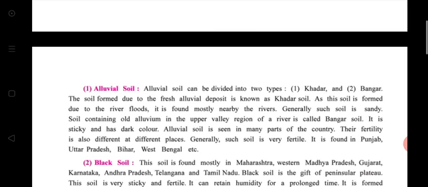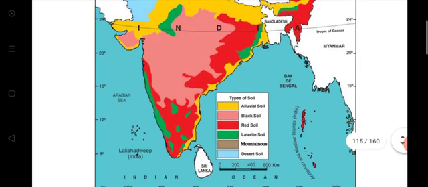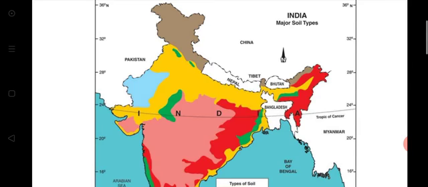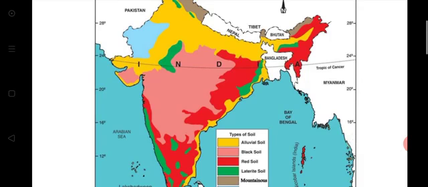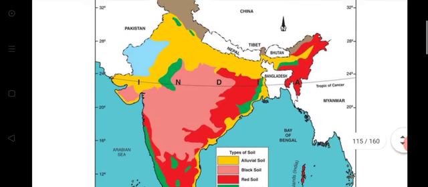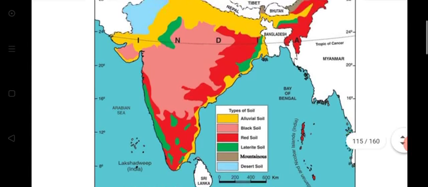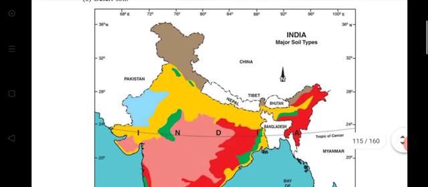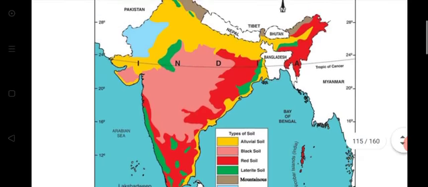Alluvial soil. See, now you can see on the map where which type of soil is placed. We can see mountainous soil at Kashmir. Then alluvial soil we can see below Nepal, like the Delhi side. Then red soil, then laterite, in our Gujarat black soil and alluvial soil both, then desert soil in Rajasthan and Kutch. Clear? Near Bhutan also mountainous soil and also red soil.